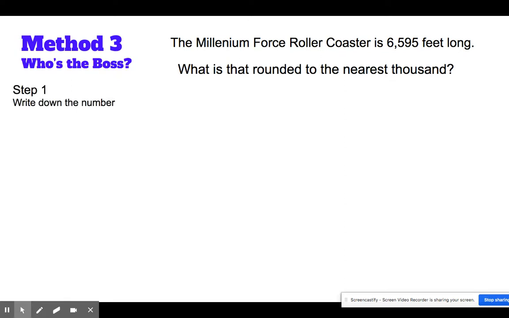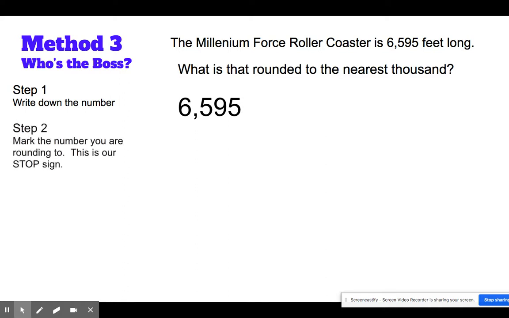So step 1, write down the number. So we're going to write down 6,595 because that's the number we're rounding. Step 2, mark the number you are rounding to. This is going to be our stop sign. Since we're rounding to the nearest 1,000, I'm going to put our stop sign under the digit 6, because that's what we're rounding to.